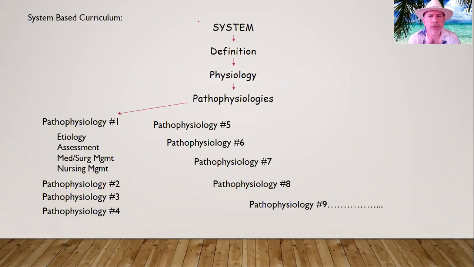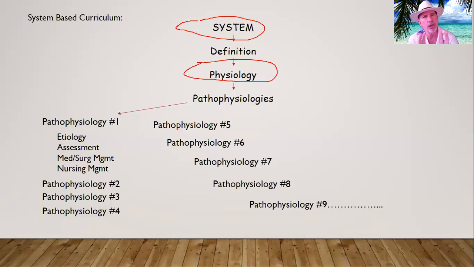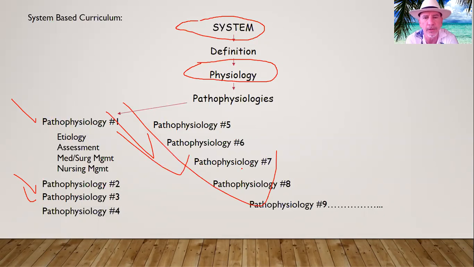Okay, here's our traditional medical school model. It's called system-based. And basically what that means is we get a system like respiratory system, cardiac system, genitourinary, gastrointestinal, whatever. And we teach you how it works normally, the physiology, but you should have had most of this already in anatomy and physiology. That's when we studied those systems. And then we start going through and teaching you a pathophys, and then another pathophys, and another, and another.